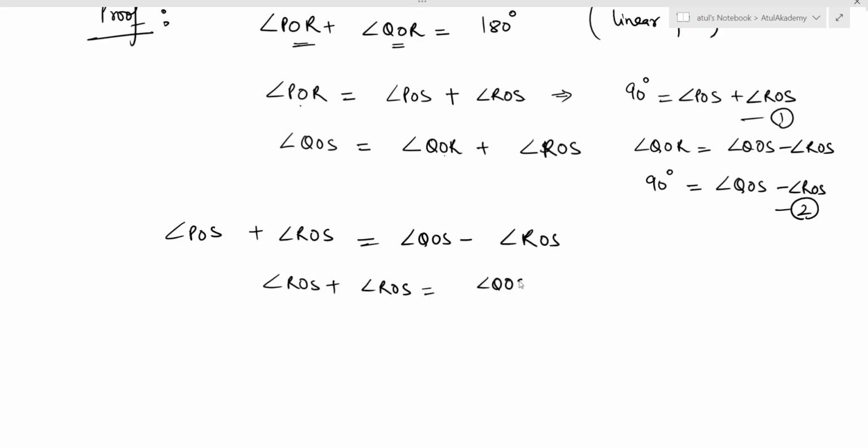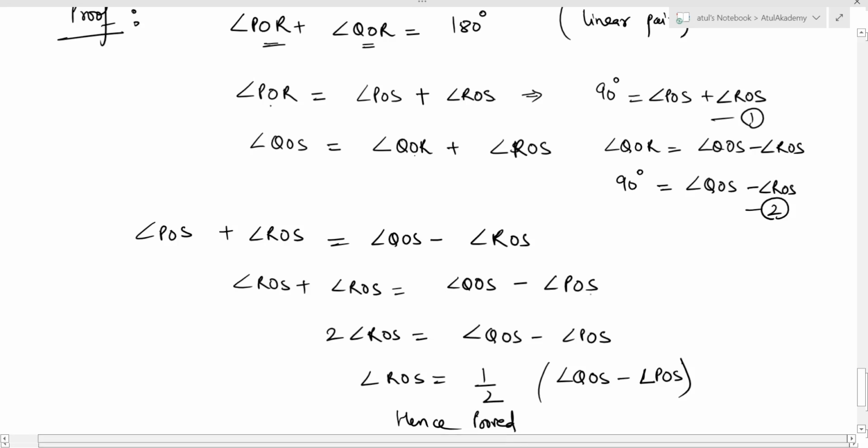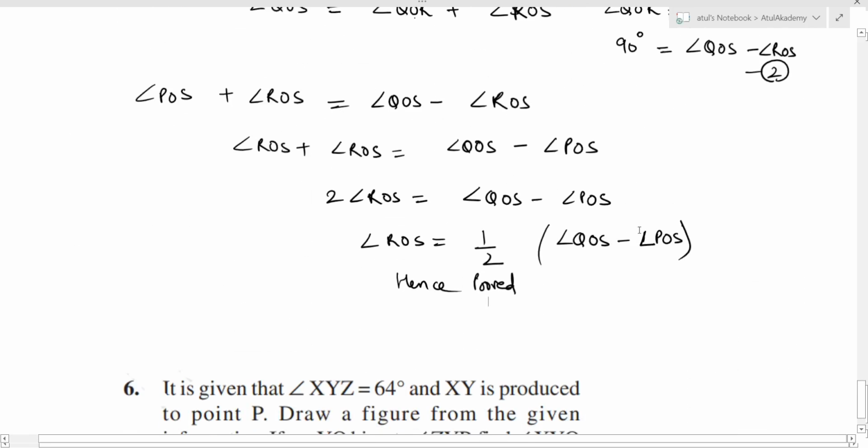And take this POS on this side. Transposition I did. So 2 ROS is equal to QOS minus POS. This 2 I can take down over here: QOS minus angle POS. Hence, proved. I think this is what we have to prove: ROS is equal to half of QOS minus POS. Hope it's clear, students. No doubt.